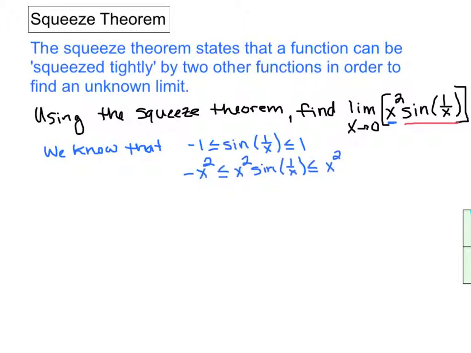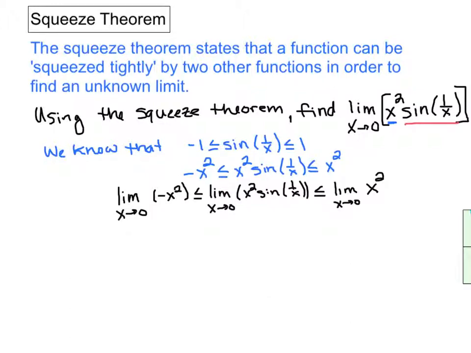So all we did so far was realize that sine of 1 over x bounces between -1 and 1, and then we multiplied everything by x squared. So now, what's in the center here matches our original function. And we're sandwiched between two functions that are relatively easy to find the limit of. So now we're going to see if we can find the limit of this function by taking the limit of everything. So now we have the limit of -x squared as x approaches 0, and the limit of x squared as x approaches 0, and our beginning limit is sandwiched between these two terms.